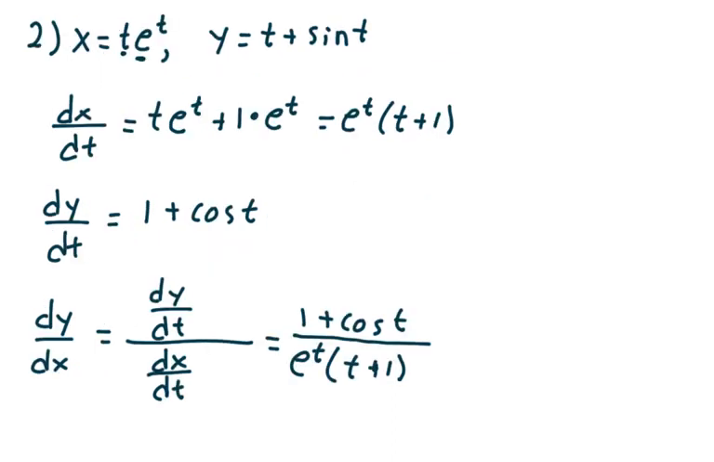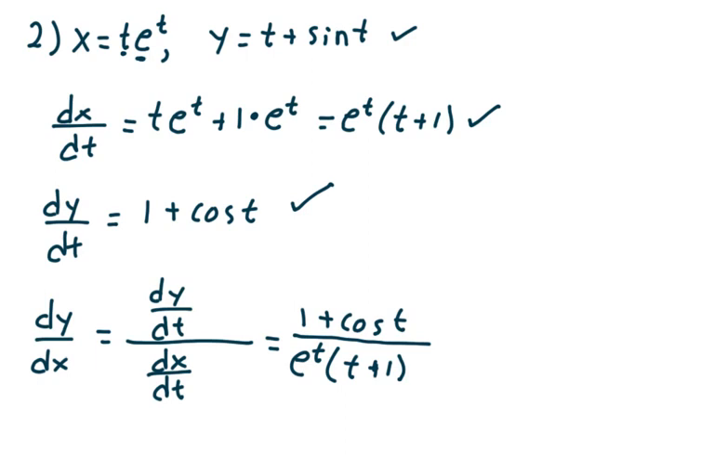Let's take a look at example 2. Suppose we're given the parametric equations x equals t e to the t and y equals t plus sine of t. The same directions apply. We want to find dy/dx. dx/dt, by the product rule, is t e to the t plus 1 times e to the t. If I factor out the e to the t, I get dx/dt is e to the t times the quantity t plus 1. dy/dt is 1 plus cosine of t.